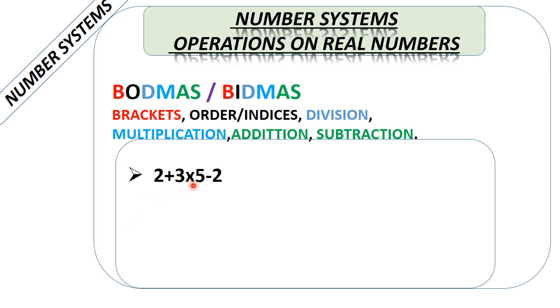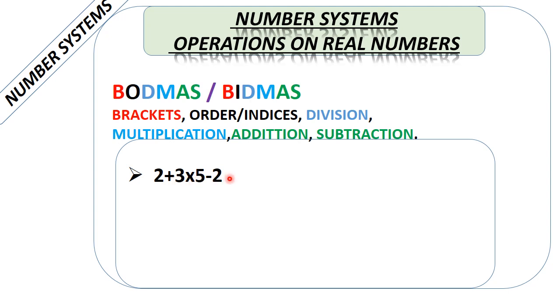Is it subtraction? If there was no multiplication and there was only addition and subtraction, we could have started with the leftmost operator. But in this case, we have multiplication, so we have to refer to BODMAS. Which one starts first between addition, multiplication, and subtraction? If you follow BODMAS, M is here, which is multiplication. So we have to start with multiplication before we can come to addition and subtraction.